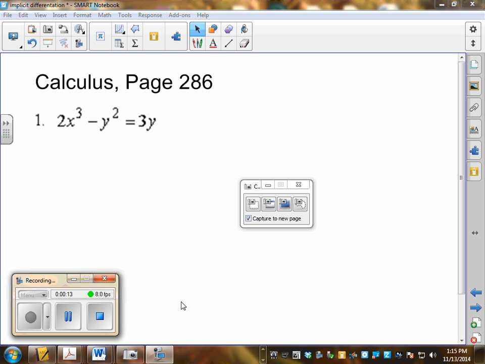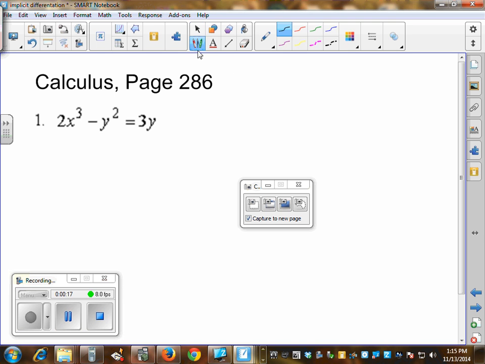Welcome to Calculus Homework, page 286. We're doing implicit differentiation today, which means we're going to take the derivative as we go across. And of course, anytime we take the derivative of y, implicit differentiation says we have to indicate that by using y'. So first of all, what's the derivative of this?